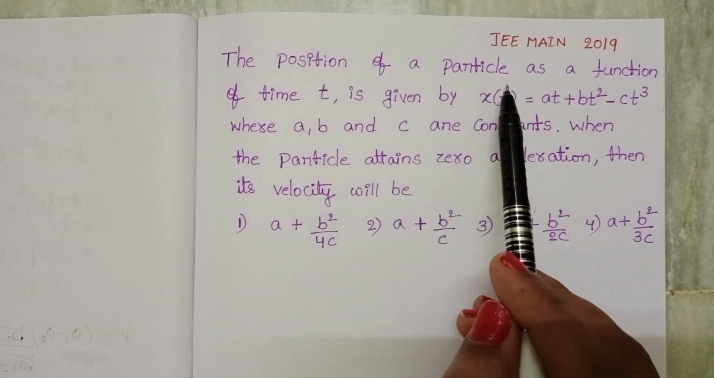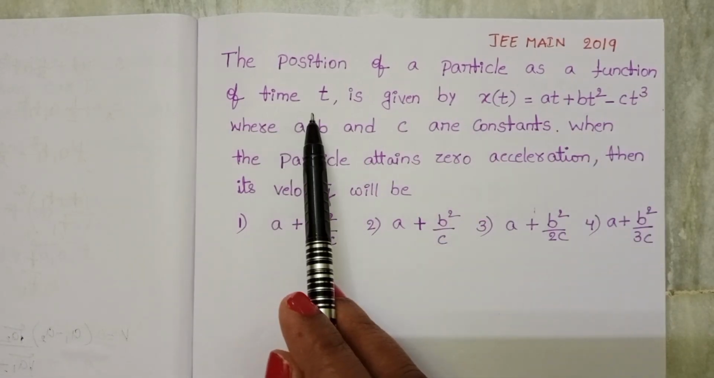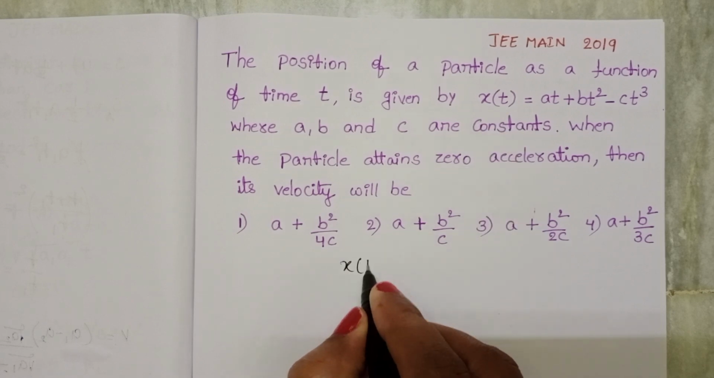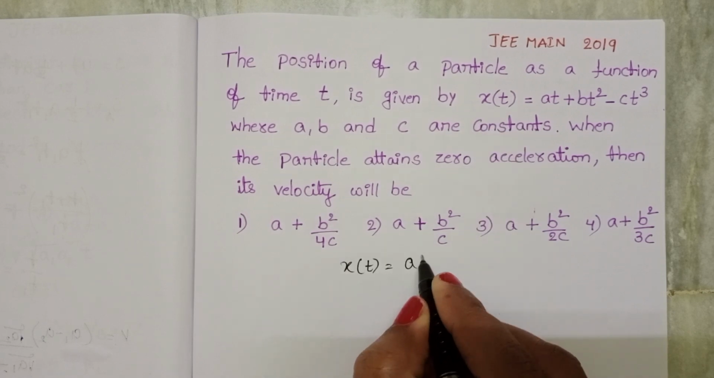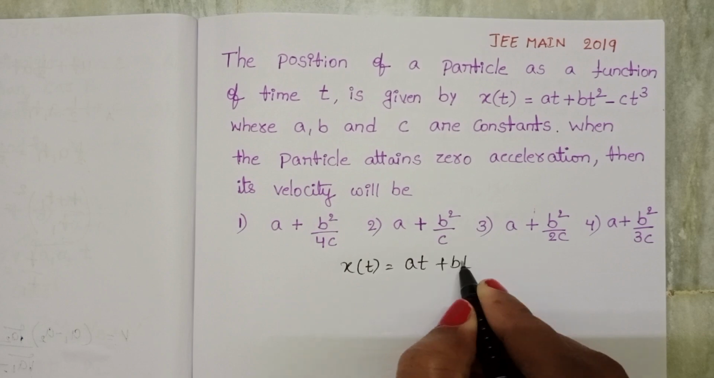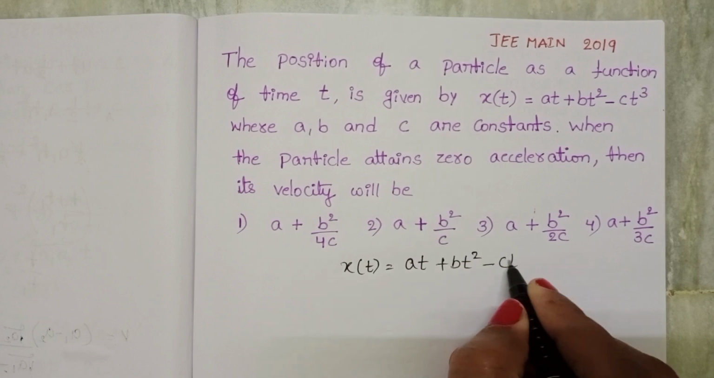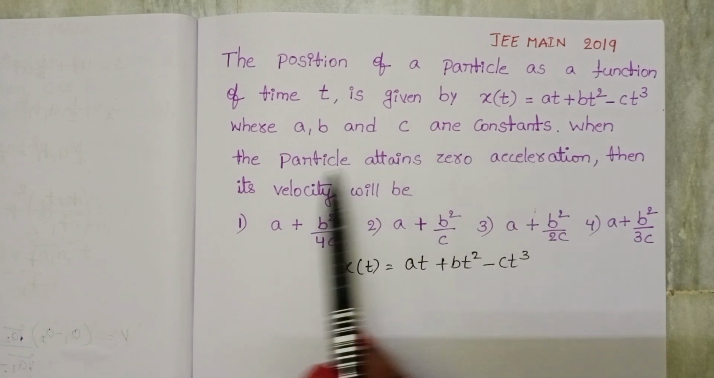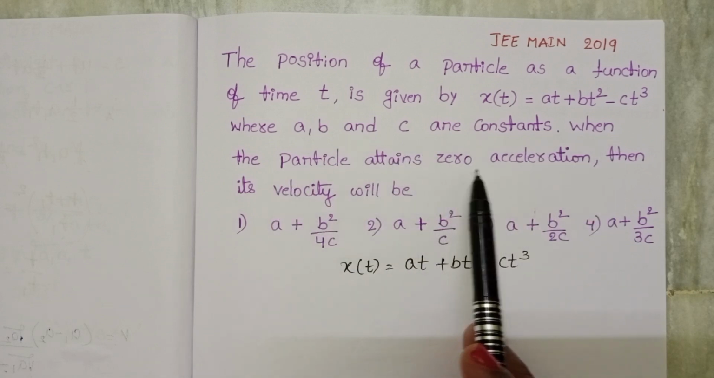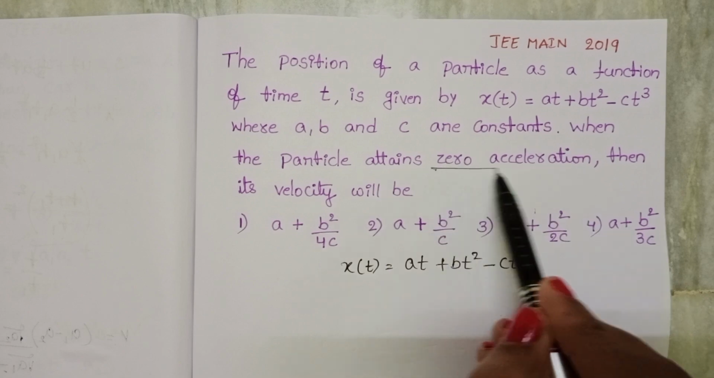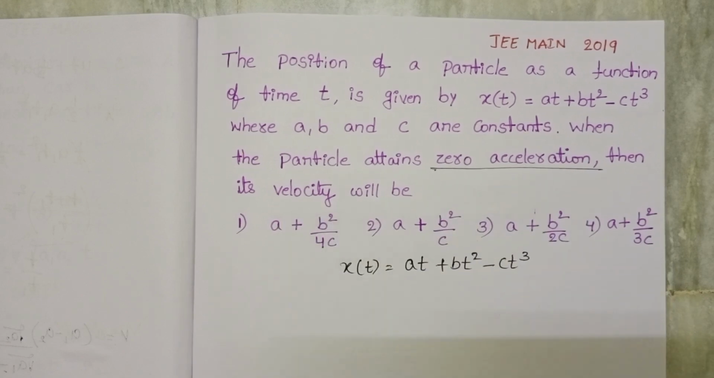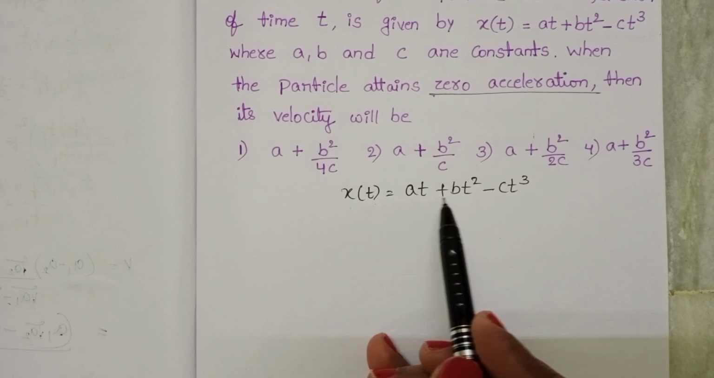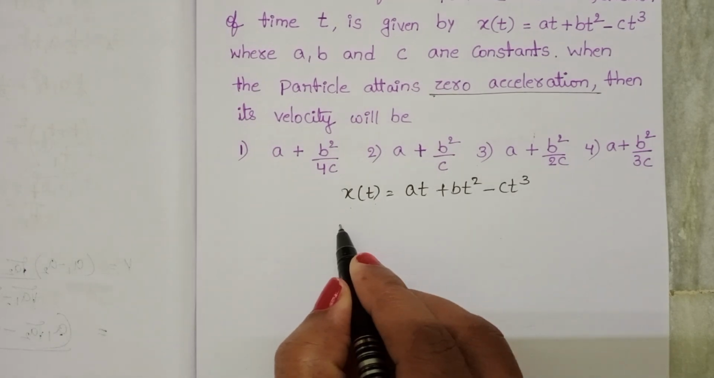The position of a particle as a function of time x(t) is equal to at plus bt squared minus ct cubed, where a, b and c are constants. When the particle attains zero acceleration, then its velocity will be. So the given displacement is a function of time; first we need to find the velocity.